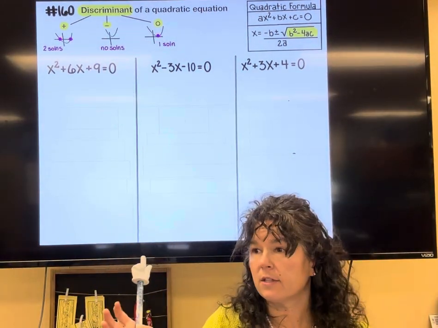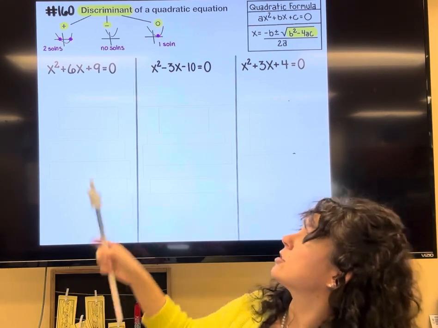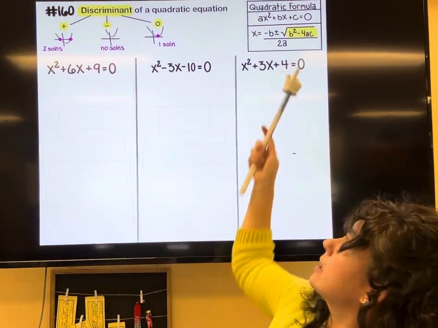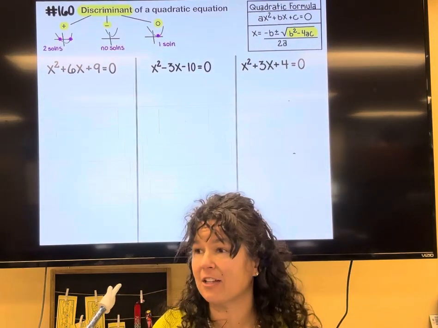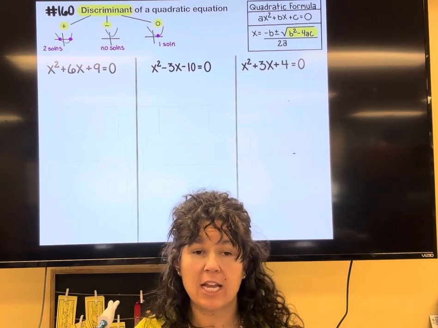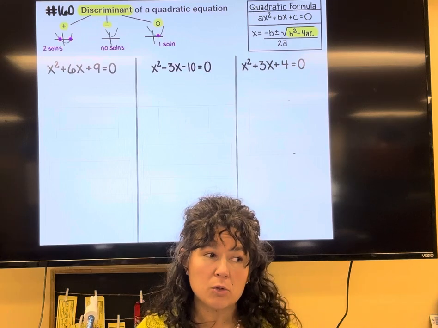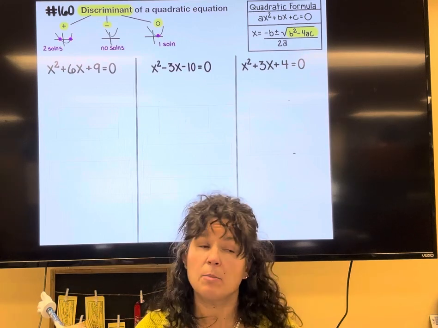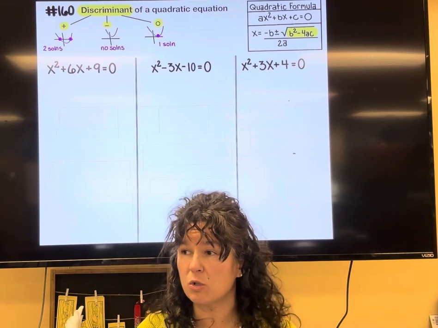The goal in this topic is not to find the exact answers to these quadratic equations. The goal is to say how many answers it has. Anytime an equation has an x to the second power, there can be at most two answers. But it might only have one answer, or there may be no solution.